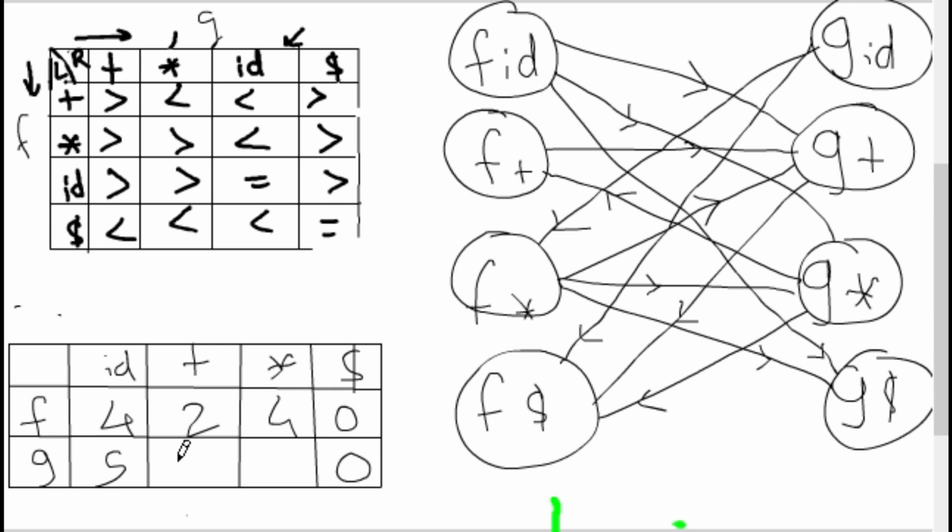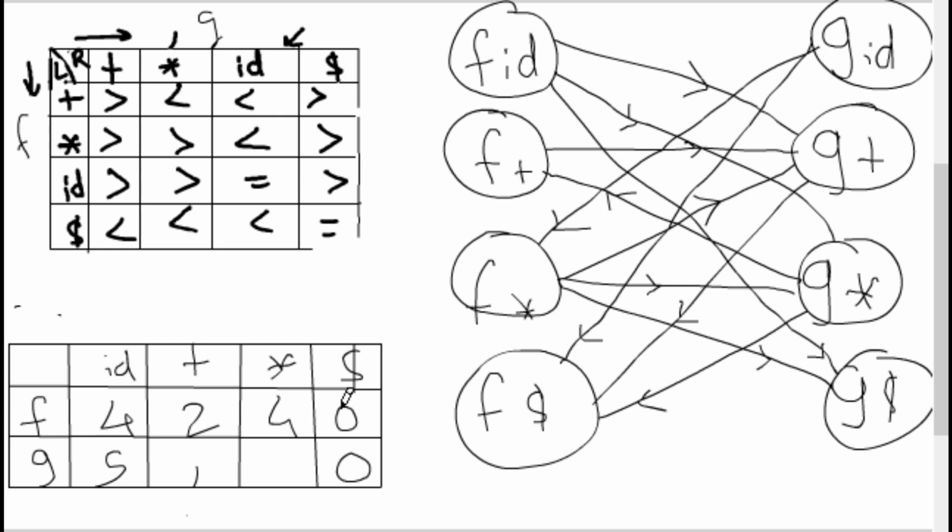Now let us look at another example with G plus. So let us look for G plus. This is G plus. Now G plus can directly go to F dollar. So there is one path. You can see this line is coming to G plus, this line is coming to G plus, this line is coming to G plus. So there is only one line that goes from G plus to F dollar. So 1 is the longest path we have.